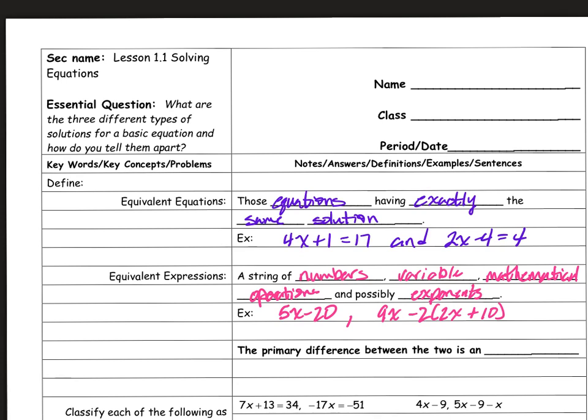So the primary difference between an equivalent equation and an equivalent expression is an equal sign. On an equation, there's an equal sign. You can see it right here. That means I have to solve for x. On an expression, there is no equal sign, so all I have to do is simplify it, and I'm done. I do not have to solve because there's no equal sign. I hope that helps a little bit with the difference there.